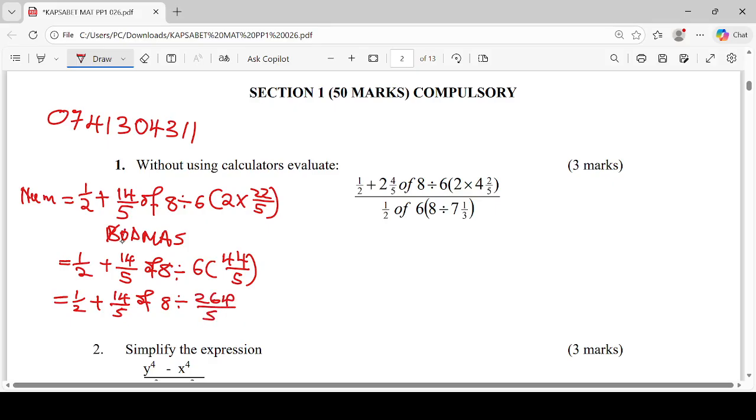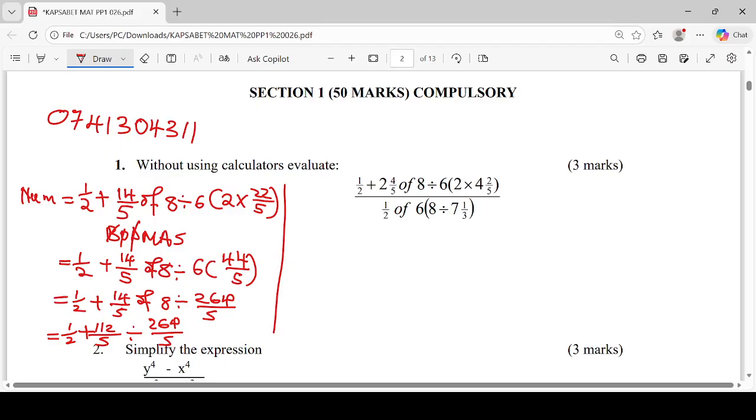264/5. Then you go to off, we have off there, so this will become a half plus 14/5 of 8. Remember, off is just like multiplication, so that's just like saying 14/5 times 8. That should give you 112/5. 112/5 divided by 264/5. After that, you go to division.